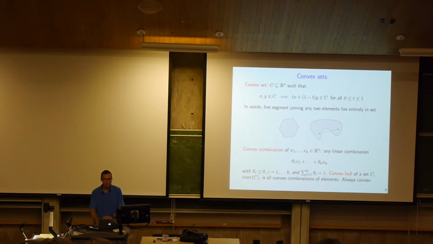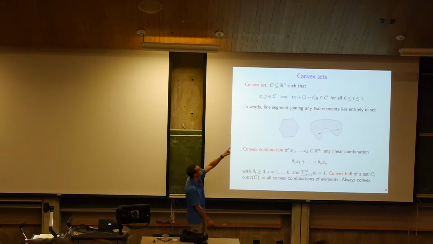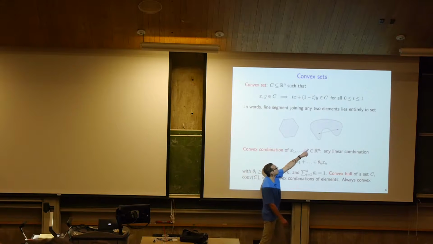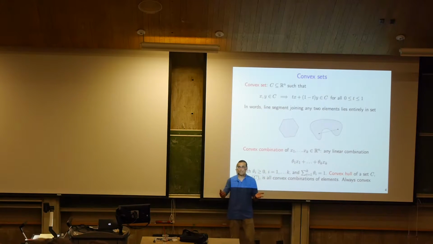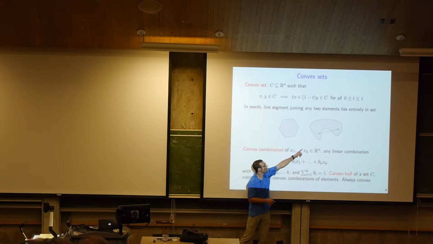Just to remind you, a convex set is a set with the property that if I have any 2 points in the set, the line segment joining those 2 points must also lie in the set. It includes cases like this where I have a line segment between 2 points, and then the line segment leaves the set at some point. So this is not a convex set.